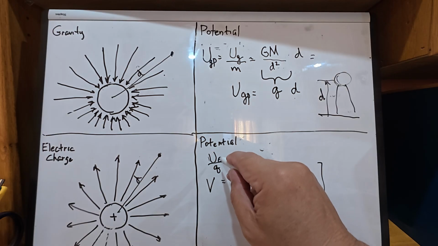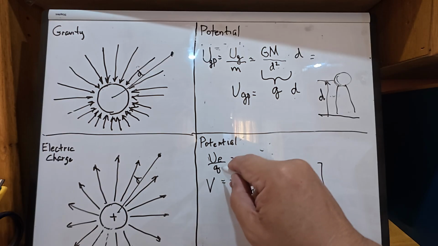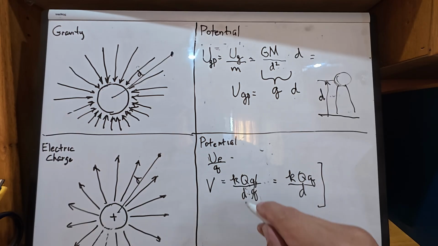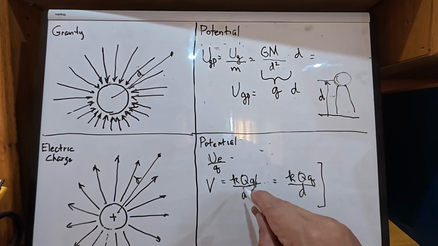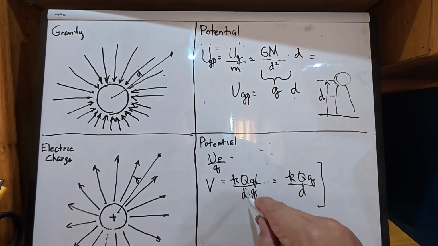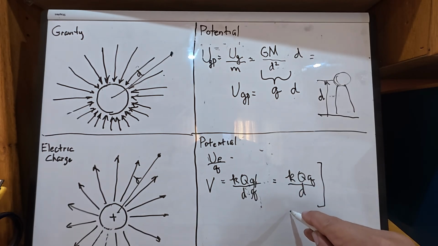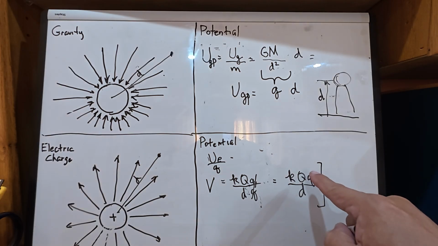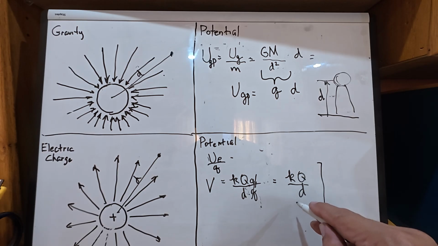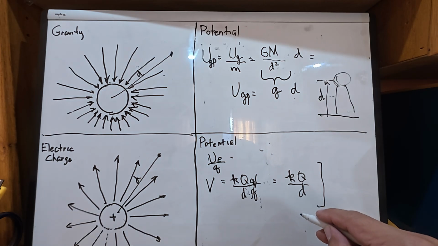Now, electrical potential is very similar. It's the electrostatic potential energy per unit charge. Now we come up with a new symbol for it. We call that voltage. We know that potential energy is kQq over d, but since we're dividing per unit charge, the q's cancel, and we are left with this expression for the potential. It's kq, take out the d, take out the q, so it's just kq over d. That is the electrical potential or the electrostatic potential.